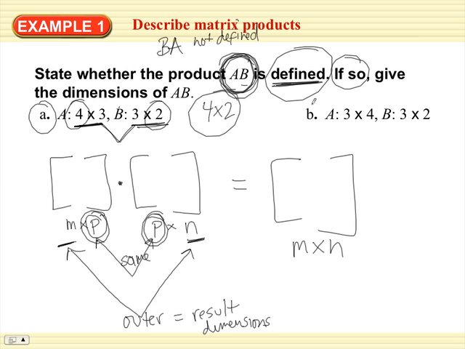So what about letter B up here? Can you do AB? No. Look at the inner dimensions, 4 and 3. You can't do it, so you stop here and you say not defined. So you put that down. Not defined. This is what has to happen right here. Inner dimensions have to be the same. Any questions so far?